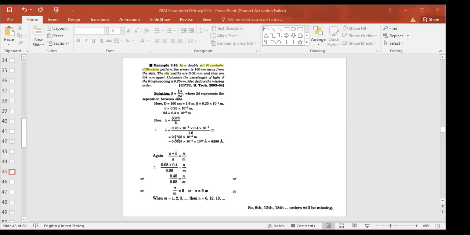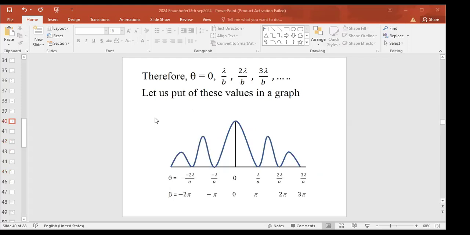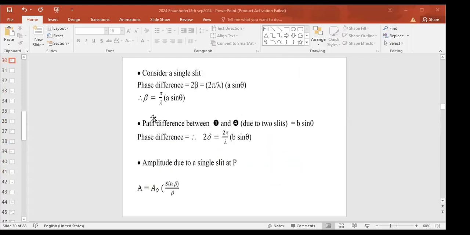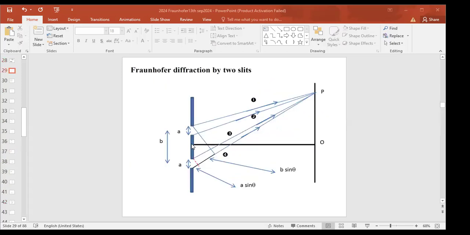You can get the lambda value, but when you are doing these questions, you don't have to exactly follow this solution. Sometimes they give the 0.4 millimeter as the slit width, and sometimes they give this value. Don't be confused. If you know the correct equation, in our case the slit separation is always this one, simple B from center to center. You don't have to do a lot of mathematical things.